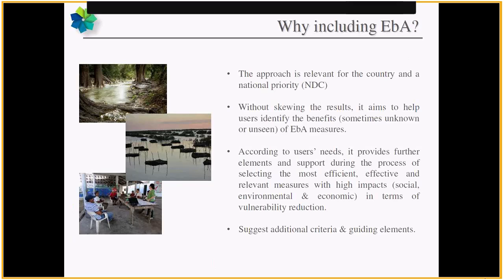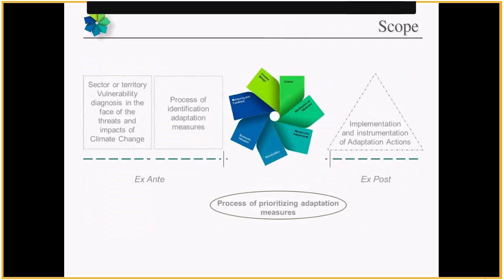So according to users' needs, it can provide further elements and support during the process of selecting the most efficient and relevant measures that will have a real impact in the territory, so we can reduce vulnerability. So it gives us additional criteria. The update of this methodology gave criteria to focus on ecosystem-based approaches, and it also gives us guiding elements. We can go to the next slide.